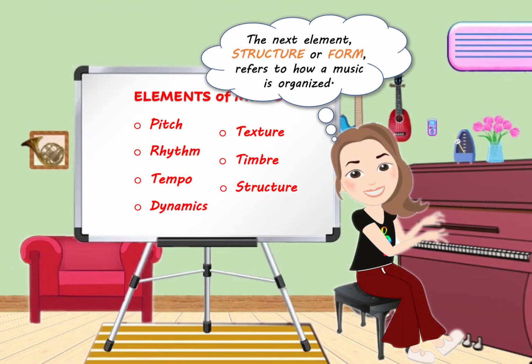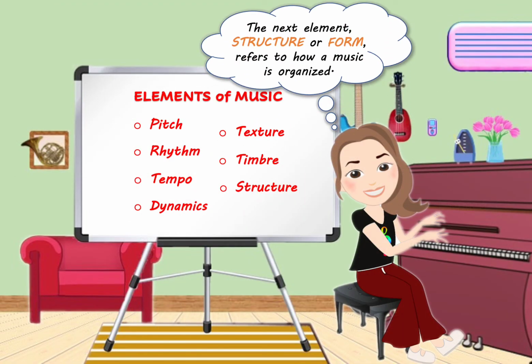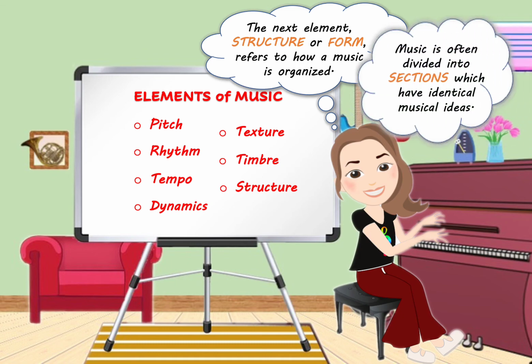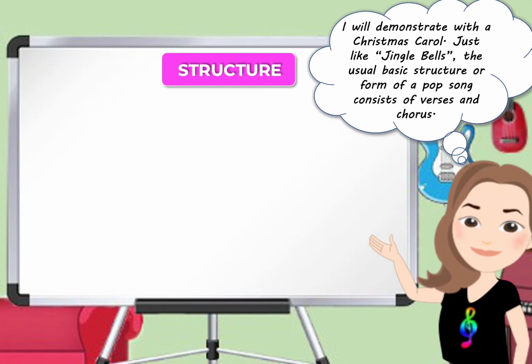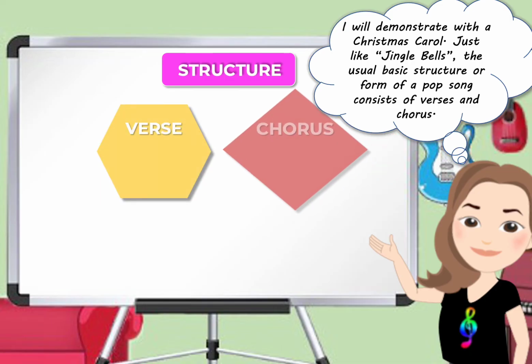The next element, structure, or form, refers to how a music is organized. Music is often divided into sections which have identical musical ideas. I will demonstrate with a Christmas carol. Just like Jingle Bells, the usual basic structure or form of a pop song consists of verses and chorus.